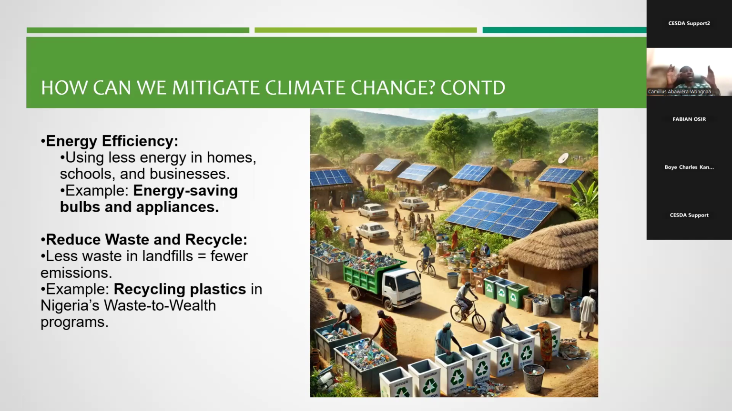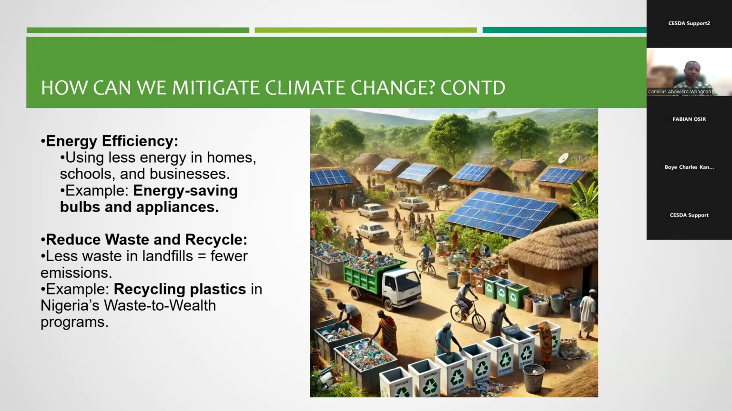And then another thing you can also do is to use energy-saving bulbs and appliances. These days, we have a lot of energy-saving appliances and bulbs. And I think that some countries have even gone to the extent of ensuring that before any electrical appliance is imported into the country, it has to be an energy-saving one. That is also part of the mitigation approaches.